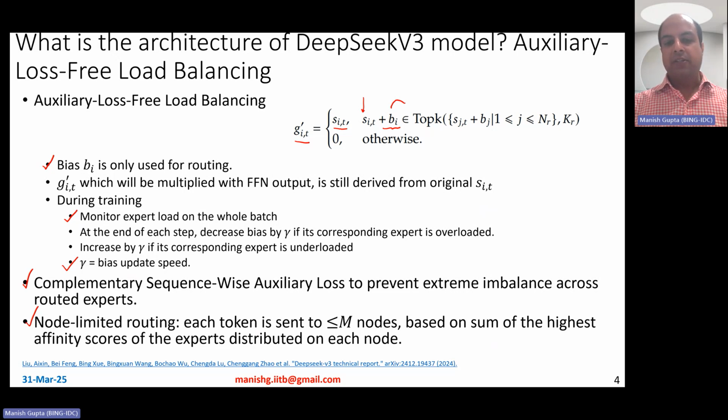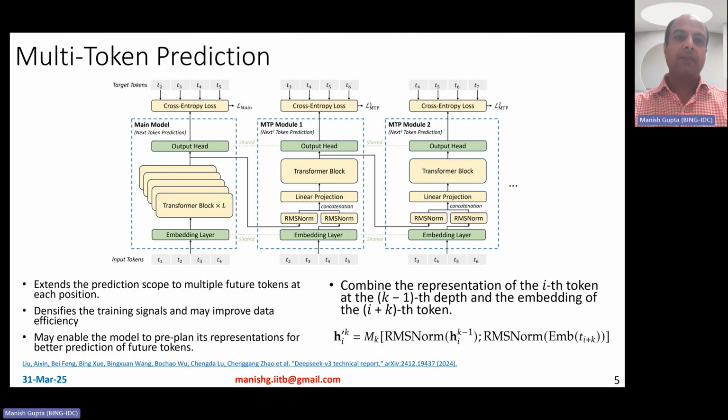And therefore, what they do is to make sure that although they have 64 experts and they choose only 8 of them, they ensure that they don't send this token to more than 4 nodes. So each token is sent to a max of 4 different nodes, which house these 8 experts. And how do they choose these nodes? Of course, they choose this based on the sum of the highest affinity scores of the experts distributed on each node. And then basically they choose those 4 nodes, and then they select the final set of 8 experts where they will get the full feed forward network computation done.